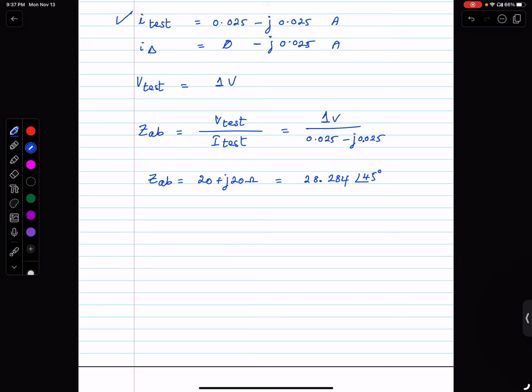But here again is the answer that we are after. What is the impedance ZAB? ZAB is 28.284 angle 45 degrees. Okay, there you go.